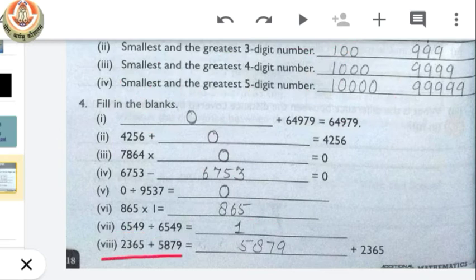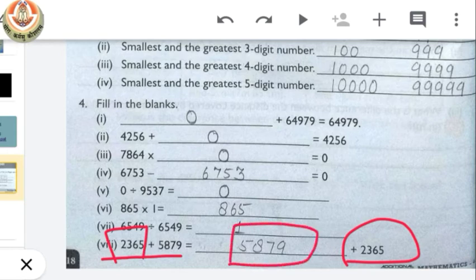Now we have a given situation where we are adding 2365 with 5879, and on the other side of equals we have one number, 2365. That means the first number, and the additional number on the other side of equals should be the same number as we have on the first side of equals.